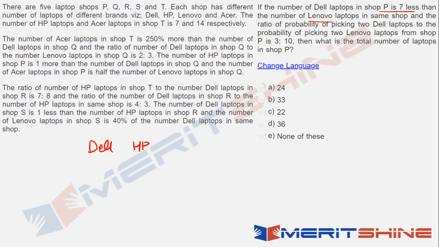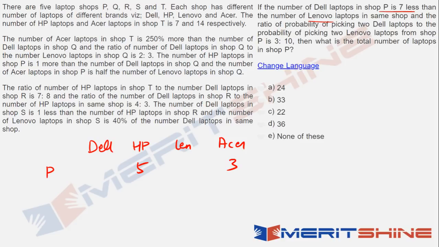Dell, HP, Lenovo, Acer. It's for P here. I'm just writing the numbers for P. It's 5, 3. This is 5 and this is 3 over to here. It says, what is the total number of laptops in shop P? So the total would be the sum of all these.